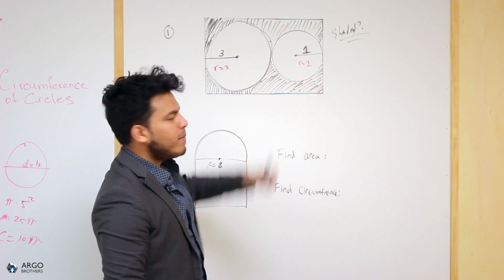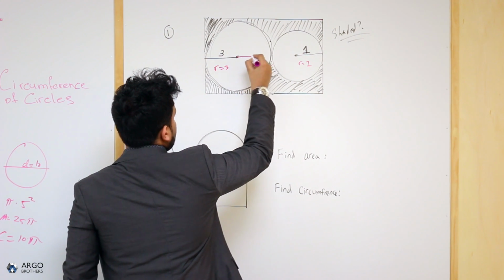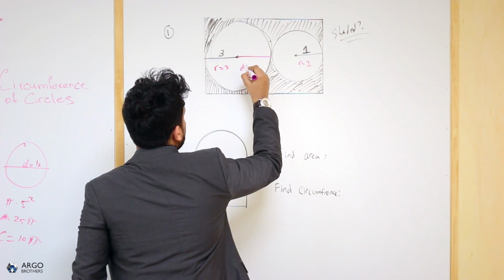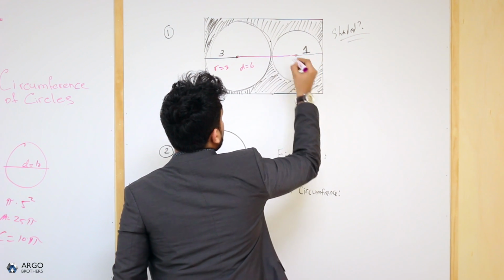What can I do? Well, I can find the diameters of both the circles first, and I'll tell you why I'm doing that. The diameter of this would be 6. D is equal to 6. And for here, the diameter would be 2, right?